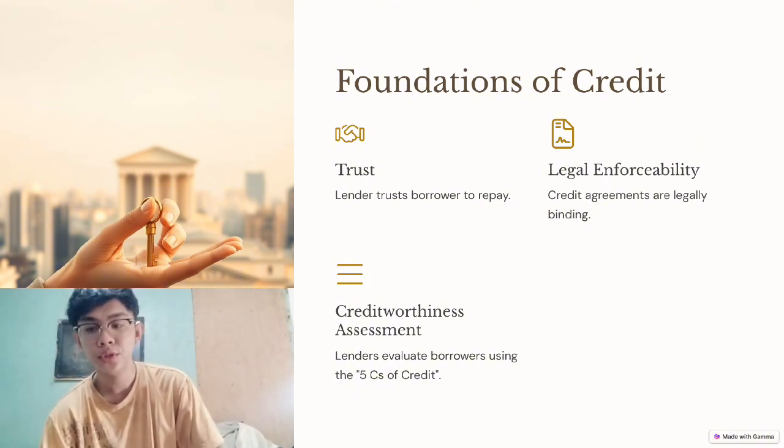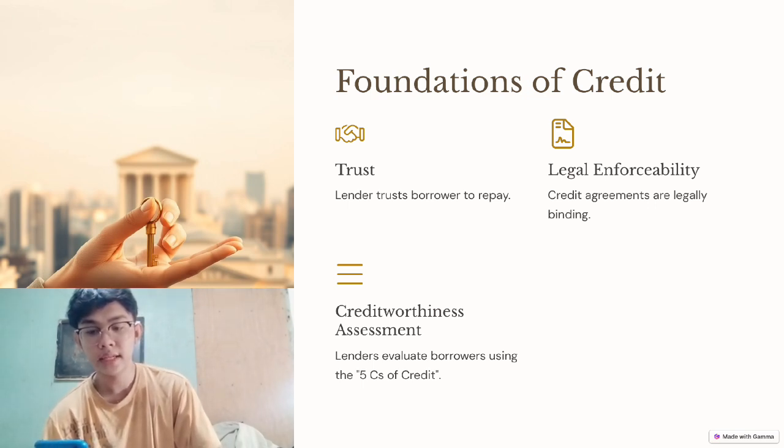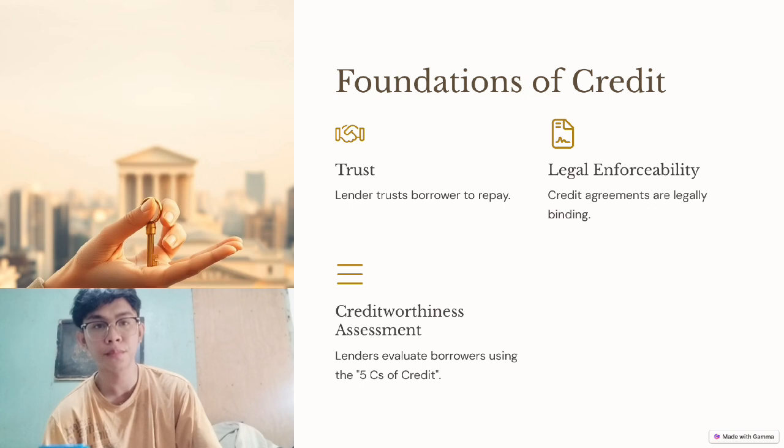Fourth one will be to enumerate and explain the foundations of credit. So the foundations of credit are essential principles that ensure trust between lenders and borrowers. So first will be trust. The lender must trust that the borrower will repay the loan as agreed. Next is legal enforceability. Credit agreements are backed by legal contracts that protect both parties' rights. Next will be creditworthiness assessment.